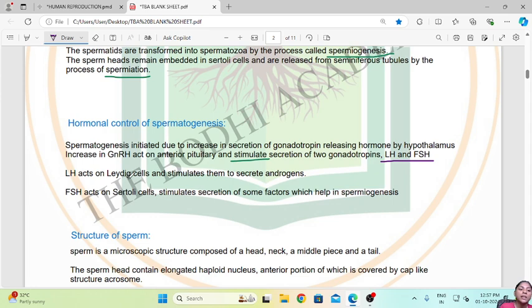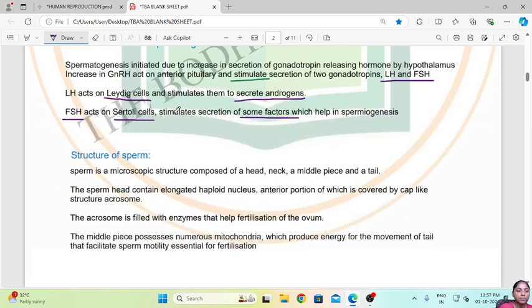Now the LH will act on the Leydig cells which are present along with the Sertoli cells in the seminiferous tubules, and it will stimulate the secretion of androgen, and the FSH, they will act on the Sertoli cells and stimulate the secretion of some factors which will help in the spermiogenesis.